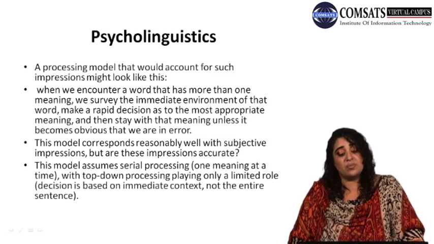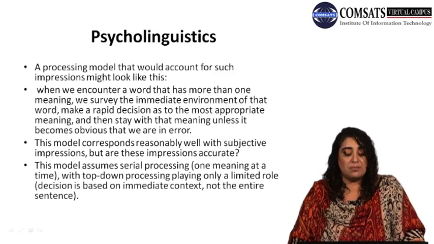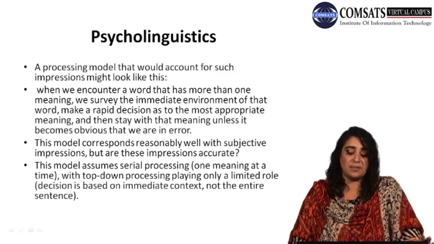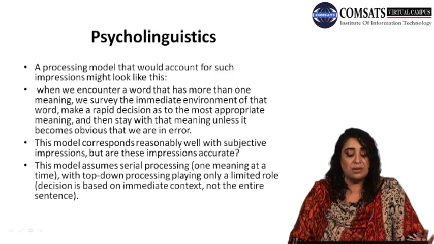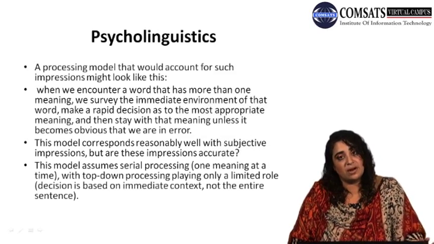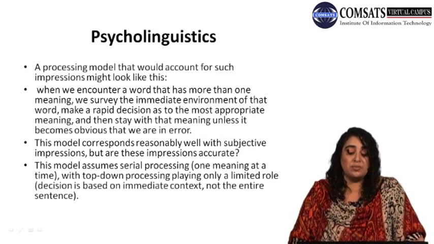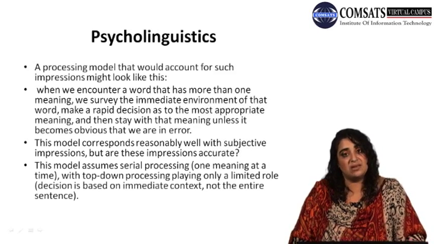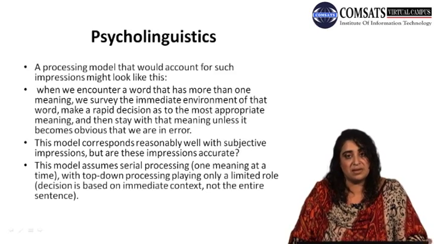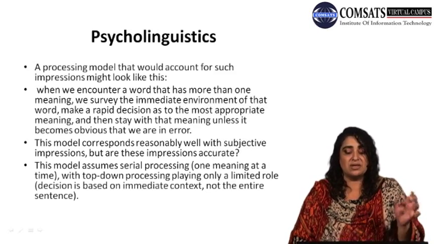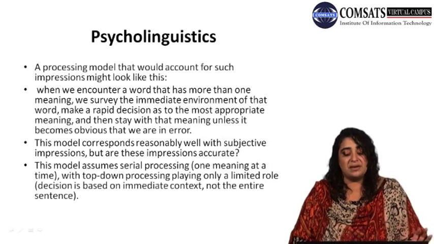Now this model corresponds reasonably well with subjective impressions. But are these impressions accurate? Yani ye model correspond karta hai ki aapke reasonably well subjective impressions ho. But kya ye impressions accurate hai, correct hai? Now this model assumes serial processing, one meaning at a time. So ye serial processing ka chal raha tha, one meaning at a time, kyunki wo comma daal diya usne beech mein, pehla sentence ko humne meaning uska samajh liya, phir uske baad second ka. Now one meaning at a time.